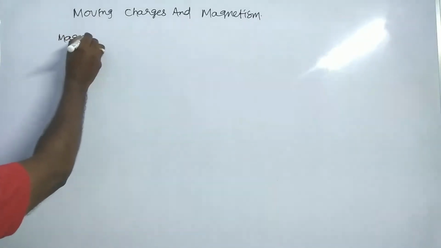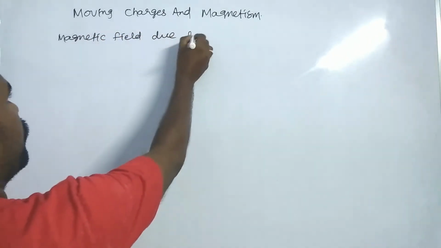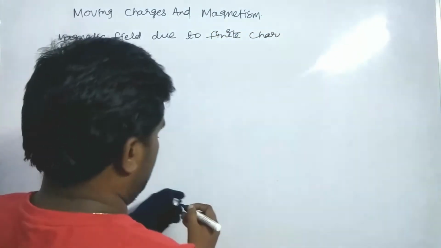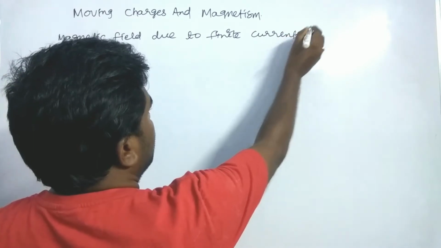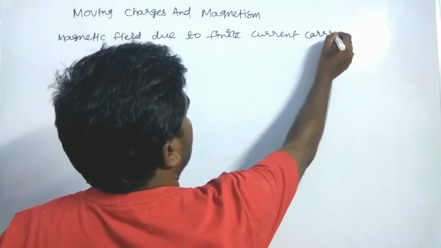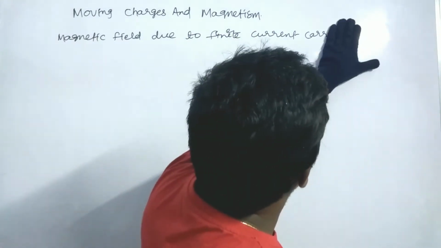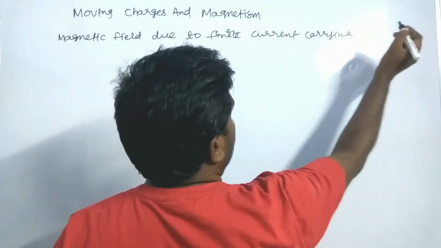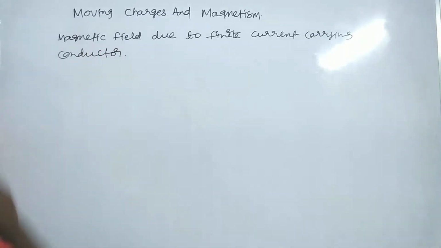The magnetic field due to a finite current carrying conductor. Okay, so the magnetic field due to a finite current carrying conductor.